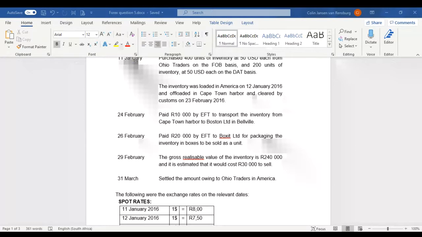Let's go and have a look at that sentence again. They say pay 20,000 rands by EFT, electronic funds transfer, right? So which account are we going to credit? Let me have a look at the chat box. Bank, bank, bank. Thank you, Richard, Erasmus, Dale, etc. Okay, so we are again going to credit our bank account. Let's go down to our journal entry.